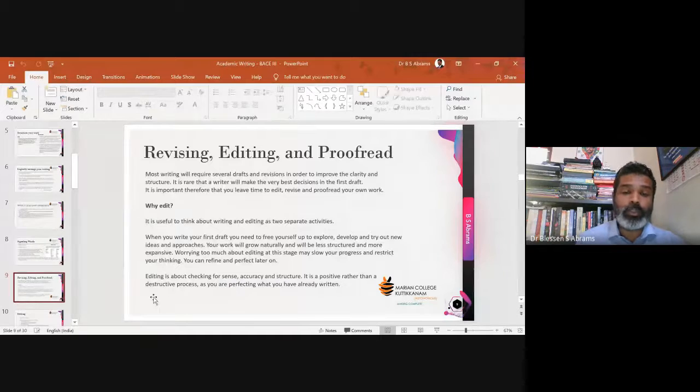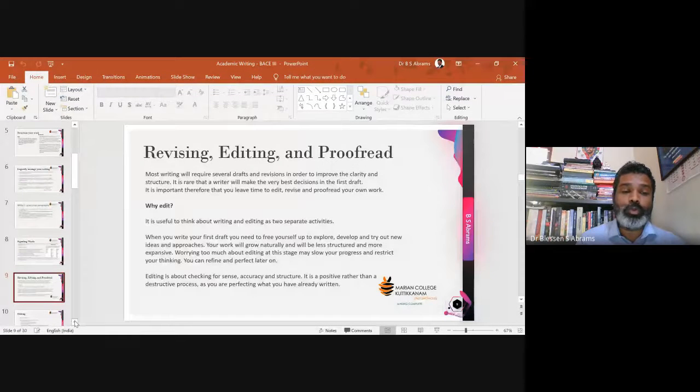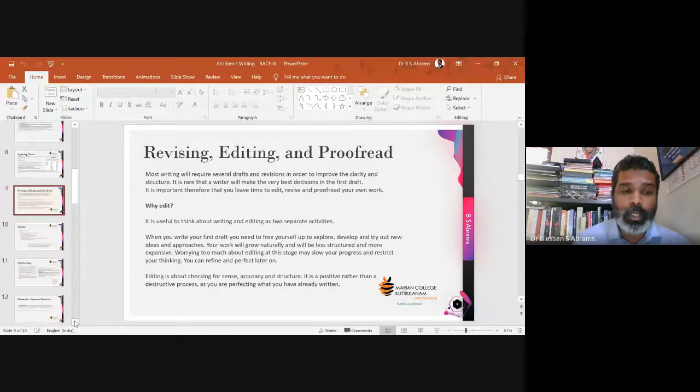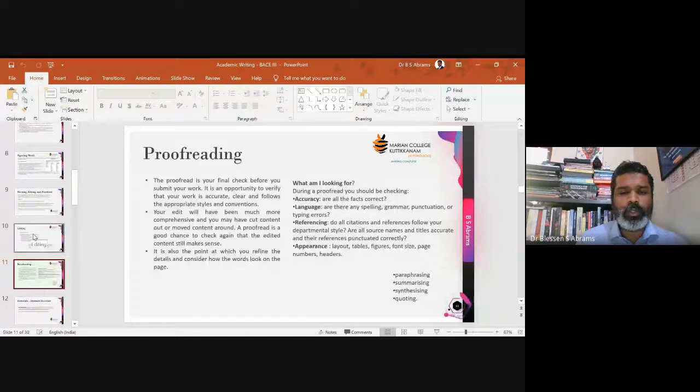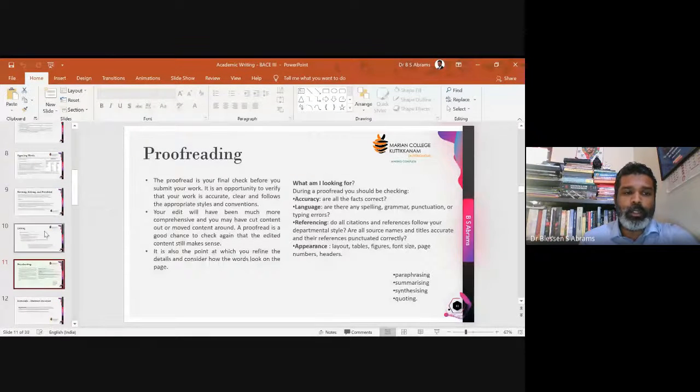Editing is about checking for sense, accuracy, and structure. It is a positive rather than destructive process. So editing is an important process while preparing an academic essay. We can go through these details when I upload it for you. These are some of the things that we have already discussed when we introduced the topic in the initial session. So that's all for today's session, where we stop with revising, editing, proofreading.